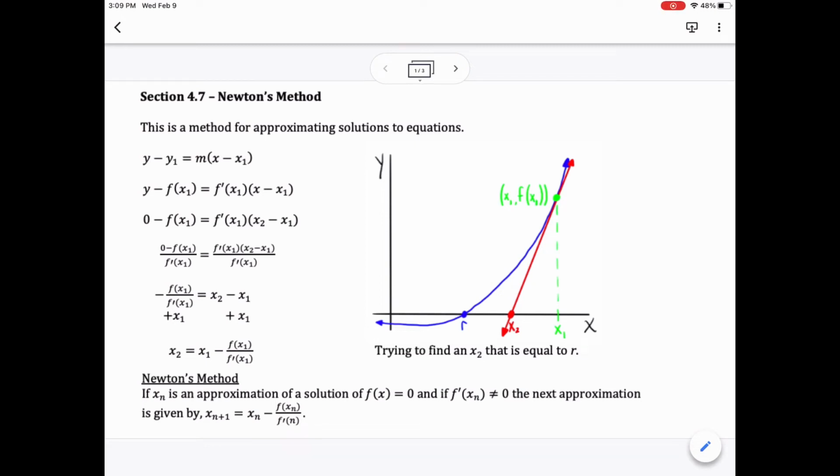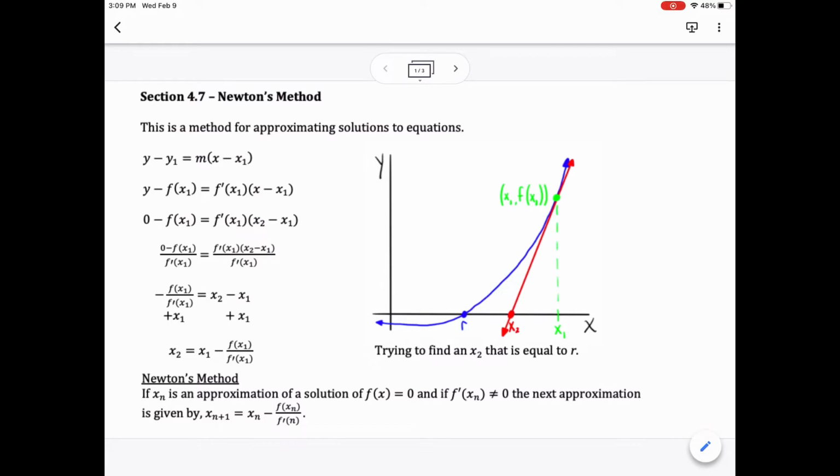Today's lesson is over section 4.7, Newton's method. Now, this is very similar to what we talked about with linear approximation, except we're going to do the same thing, but we're looking to approximate solutions to our equations, so where we're crossing the x-axis.